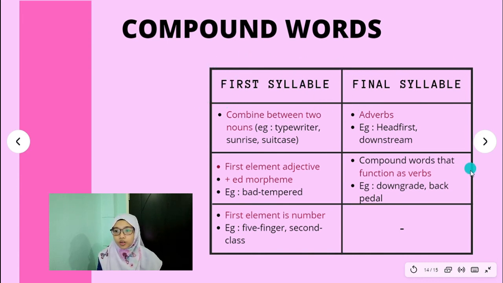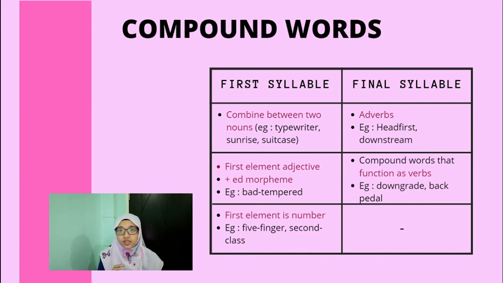On to your right table, the types of compound words with the stress on the final syllable. The first one is adverbs, such as headfirst, downstream. The second one is compound words that function as verbs, such as downgrade, backpedal. The stress will be on the final syllable.